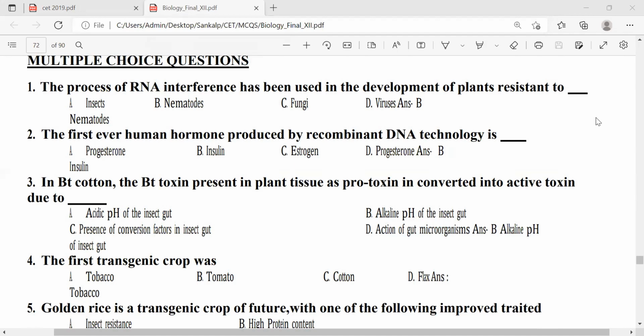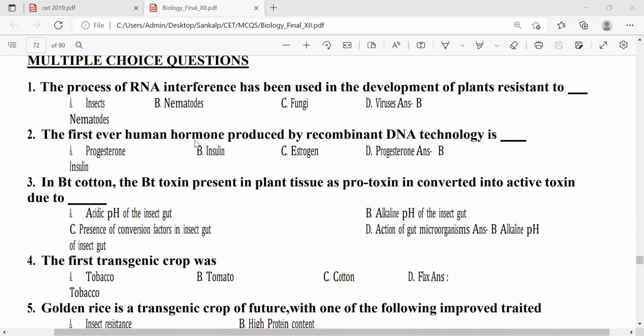What do you mean by alkaline pH? Why is it called alkaline pH, and why will it be converted into active toxin? What is the reason? Ma'am, alkaline pH means the basic pH. That basic pH makes the protoxin become active due to its basicity. So from that, the toxin will become active.